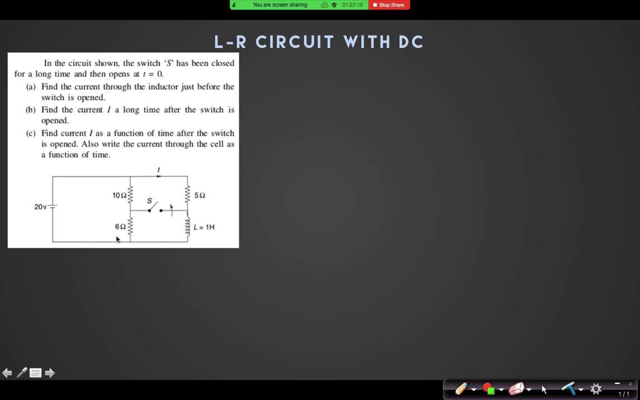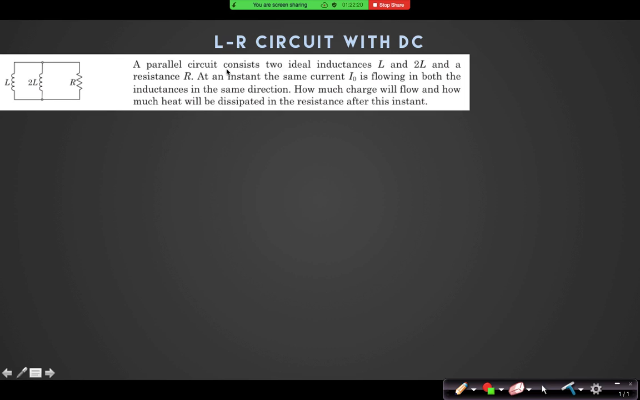Okay, this question I will leave this for your homework. A similar type of question, function of time you have to calculate. A parallel circuit consists of two ideal inductors, L and 2L, also shown in the diagram, and a resistance R. At any instant, the same current I0 was flowing in both the inductances in the same direction. How much charge will flow and how much heat will be dissipated in the resistors after this instant?